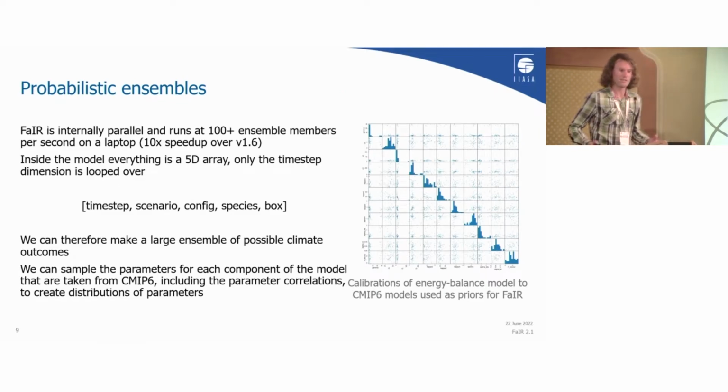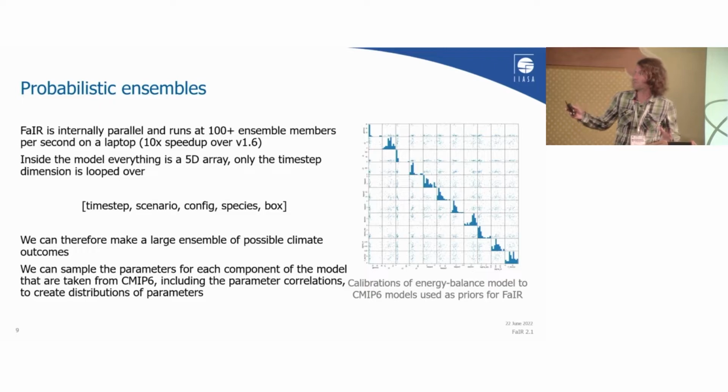So here's an example. On the right here, we have a scatter plot of how the climate response parameters and their correlations correspond to each other. And we take a large sample of these. So we take 1.5 million ensemble members in the example I'm going to show. And FAIR's very quick to run, so we tend to get 100 ensemble members per second on a laptop or a simple desktop. Obviously, you could throw HPC at this and get very, very quick model results.